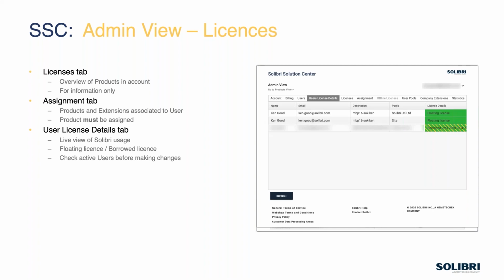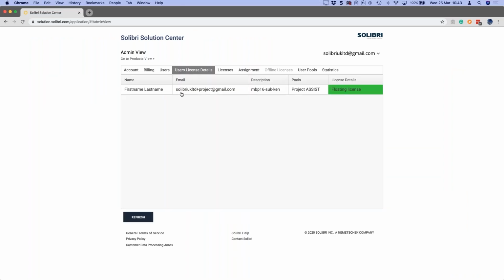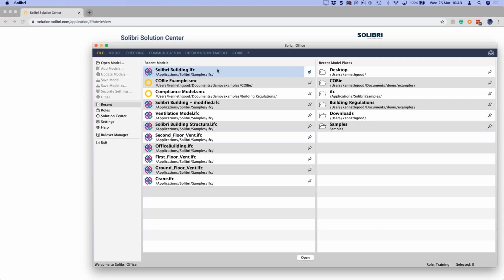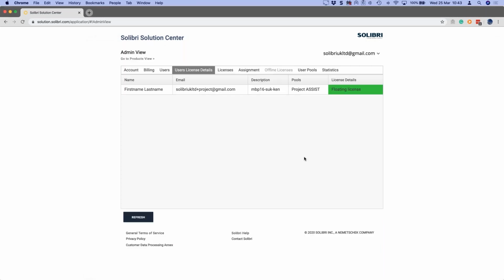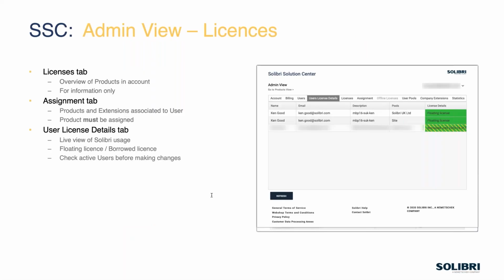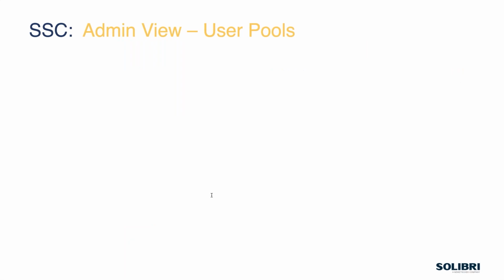On our account here, when I go to the user license details, we can see that first name, last name is signed in on this machine. In fact, what that means is Solibri is running here. If I just exit out of Solibri and we wait 3, 4, 5 seconds, and I hit refresh, you can see that user has already disappeared. So it's updated pretty quickly. It is just a matter of a few seconds to update.